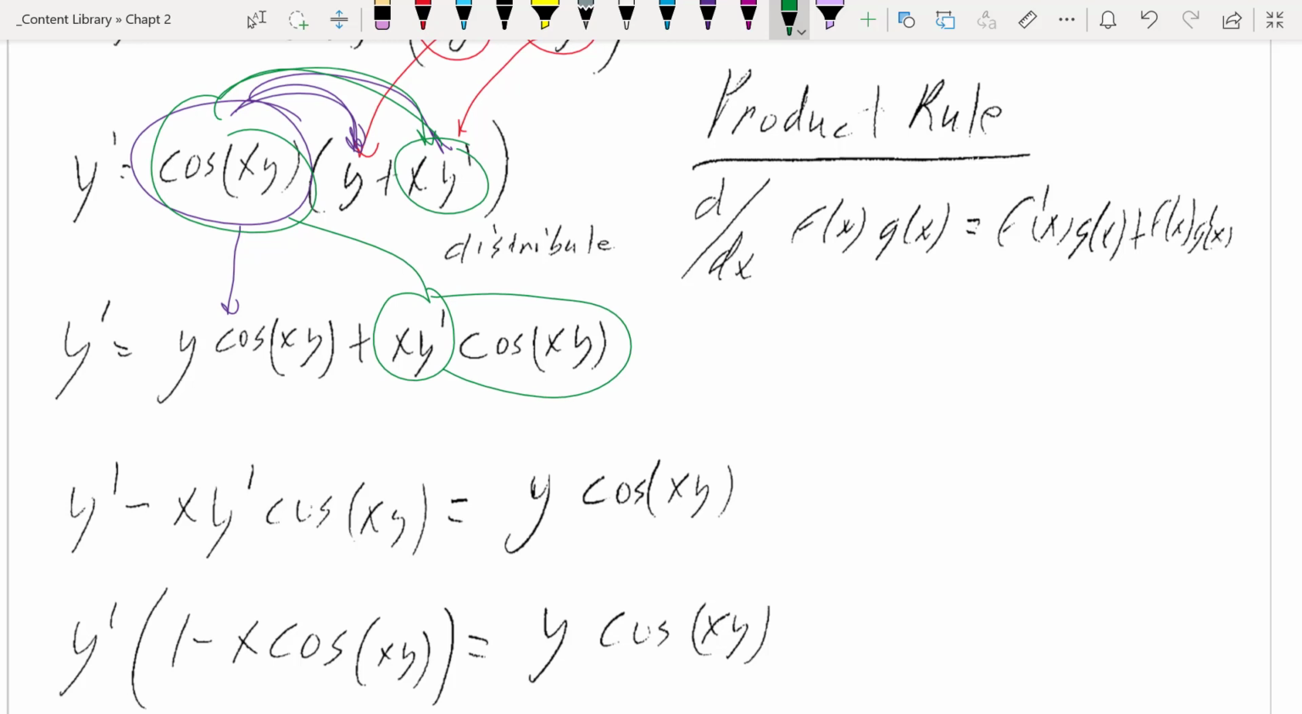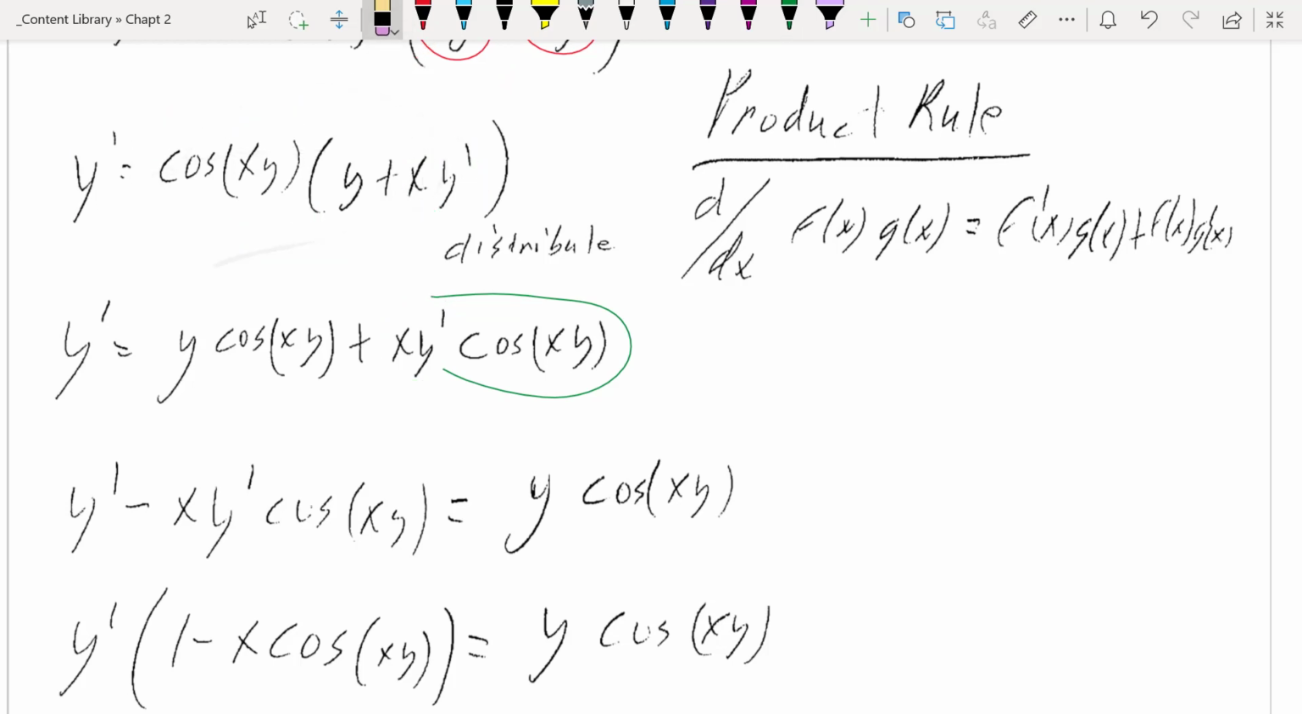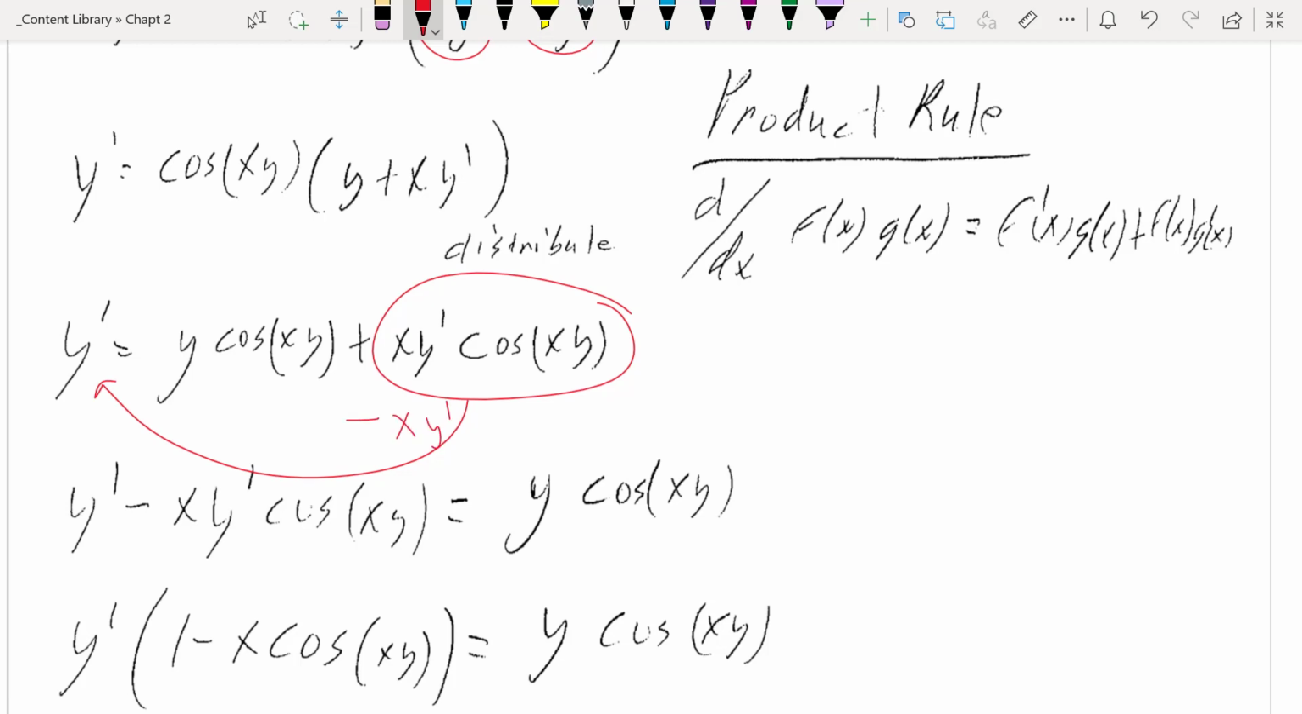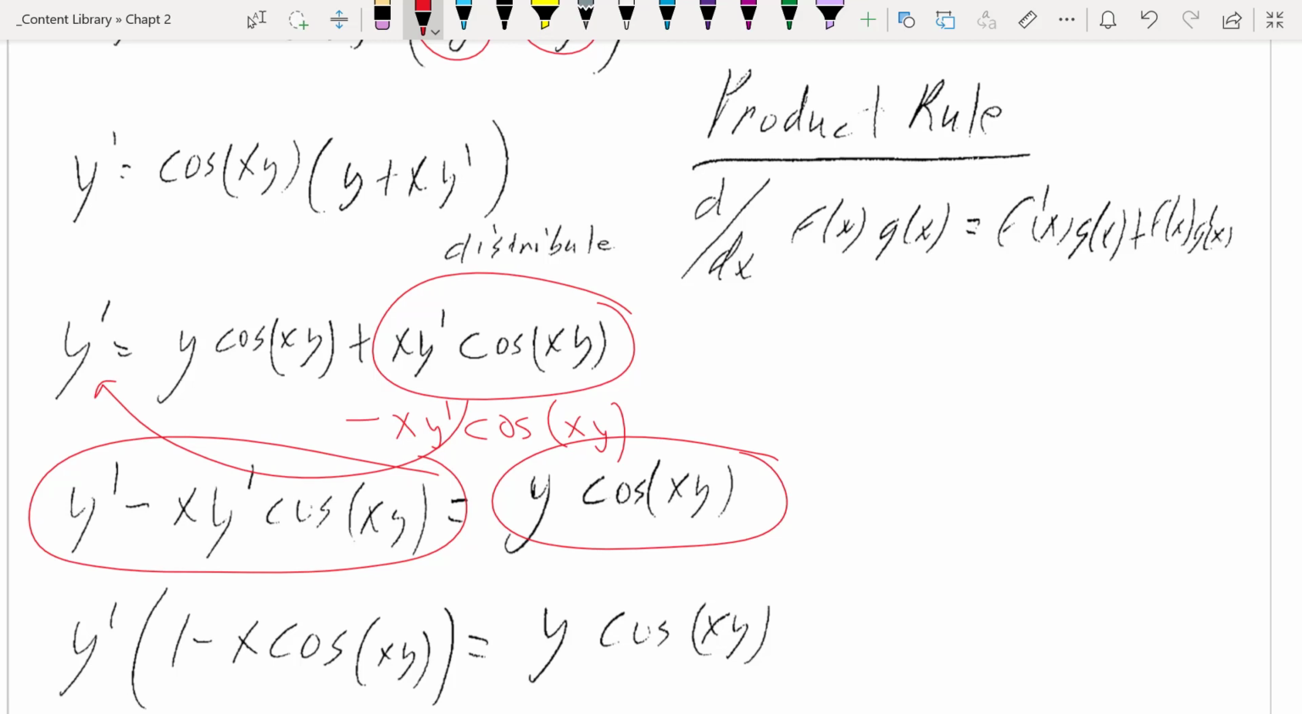Now the reason why I had to do that is because I had this y prime right here and this y prime right here. And since I just did implicit differentiation, I've got to combine those two together. So my next step is to take this xy prime cosine of xy and move it over here next to the y prime so that I can go ahead and factor it. I do that by subtracting this whole entire term from both sides, minus xy prime cosine of xy. And now I end up with y prime minus xy prime cosine of xy, and I've got y cosine of xy.